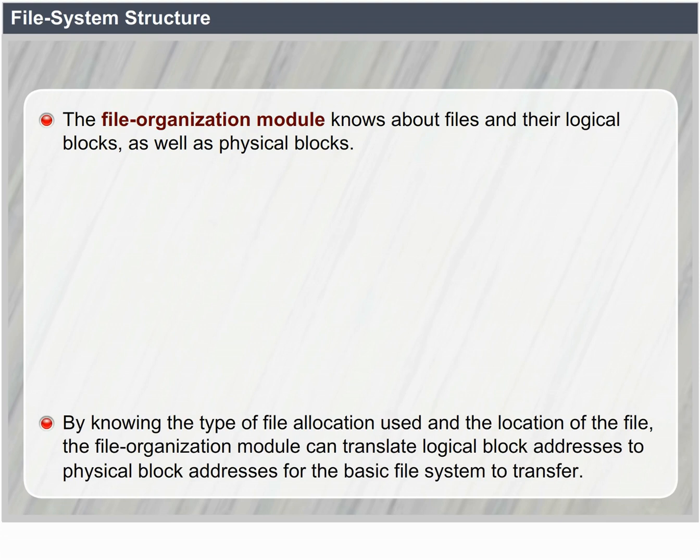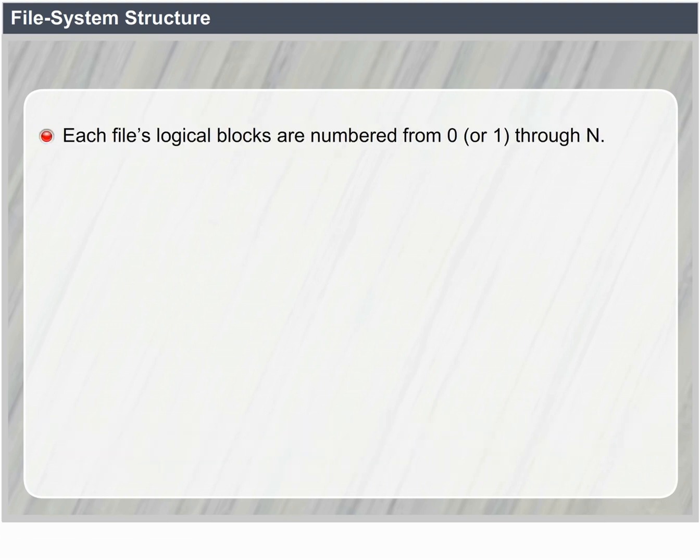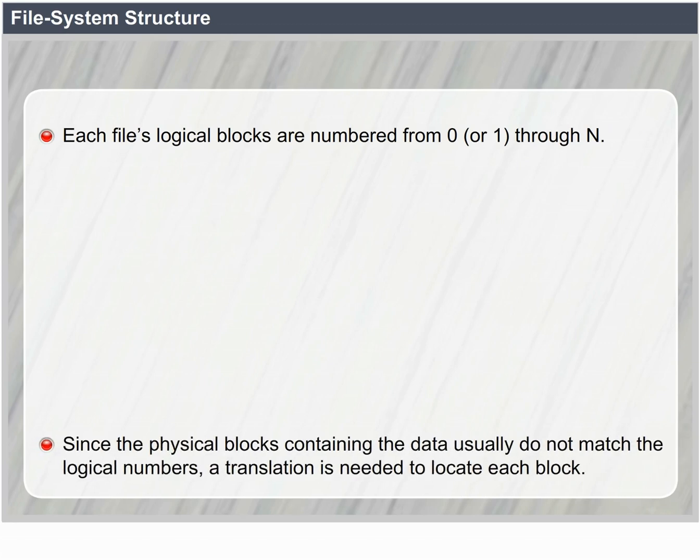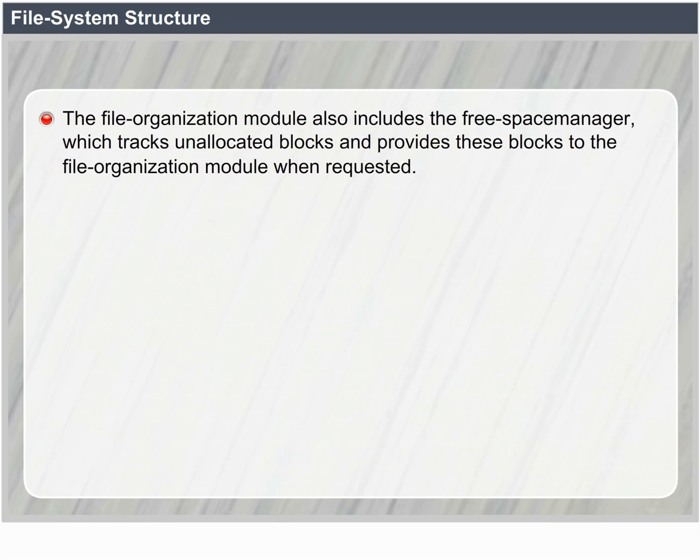Each file's logical blocks are numbered from 0 or 1 through n. Since the physical blocks containing the data usually do not match the logical numbers, a translation is needed to locate each block. The file organization module also includes the free space manager, which tracks unallocated blocks and provides these blocks to the file organization module when requested.